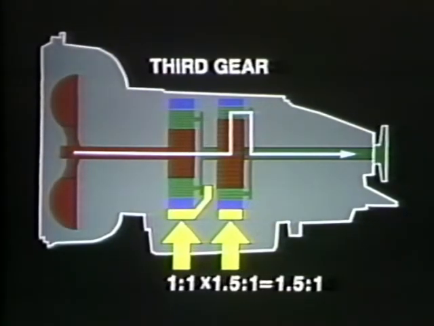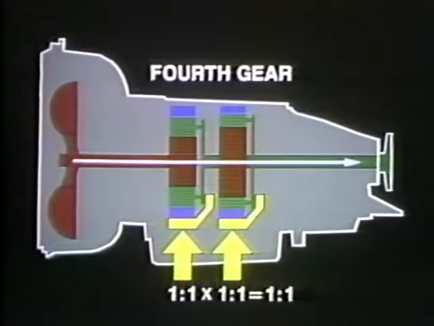A higher ratio can be utilized as the vehicle continues to gain momentum. In third gear, the first planetary set is locked up, and the second set provides a higher ratio of 1.5 to 1 at the output shaft. Finally, for fourth gear, when gear reduction is no longer required, both planetary gear sets are locked up. The output shaft turns at the same speed as the input shaft.